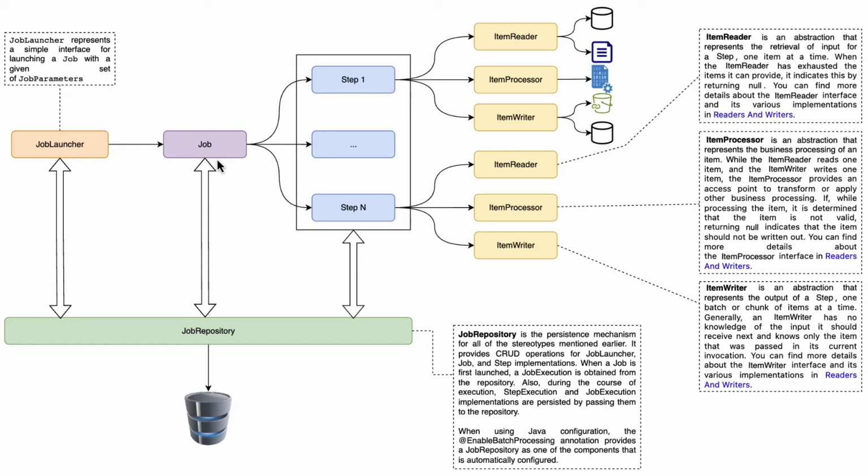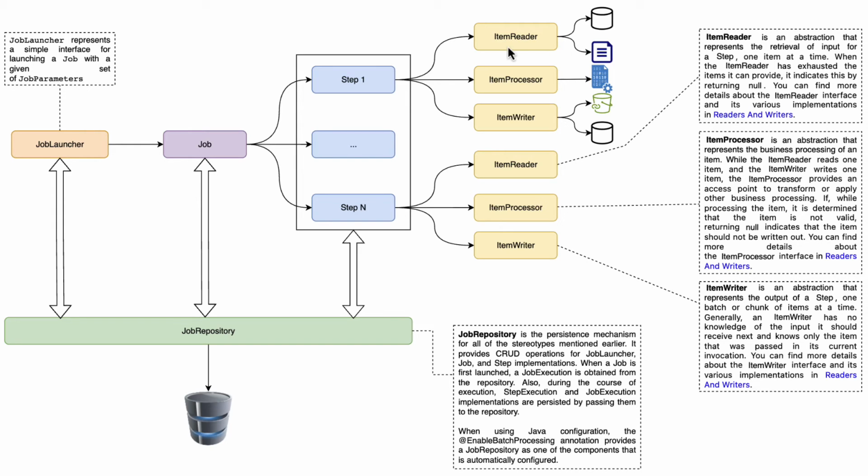And then each job can have one or several steps. So here we can see step one and step n. And each step is composed of three main elements. The first thing is an item reader. The item reader is an abstraction that represents the retrieval of input for a step, one item at a time. When the item reader has exhausted the items it can provide, it indicates this by returning null. So when the item reader returns null, it means that we no longer have records or data to read.